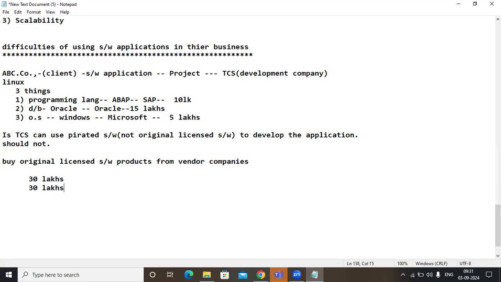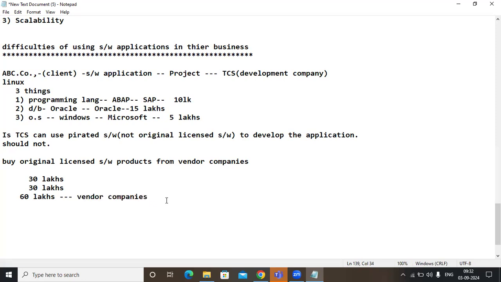So in this example, total 60 lakhs business is coming to whom here? Vendor companies. Do you understand what I'm speaking here? Among clients, development companies and vendor companies, who are getting more business? Vendor companies are getting more business revenue than clients and development companies. Understand all of you?